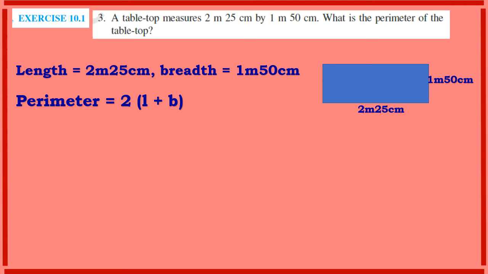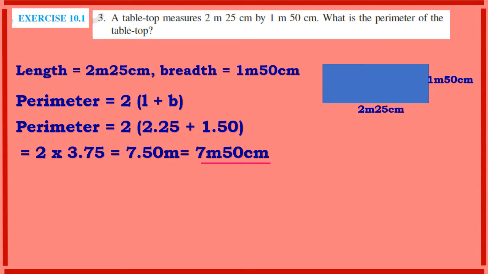So perimeter equals 2 into L plus B. So it is taken as 2 meter 25 centimeter. You can take it as 225 centimeter, or if you are converting it into meter, it is 2.25. Both ways you can do it. Here I have done it as 2.25. I converted into meter, but you can do it in centimeter also. Then 225 plus 150 will come. That is it.